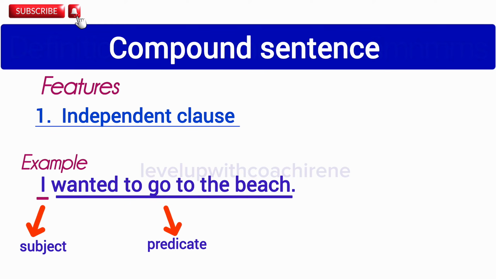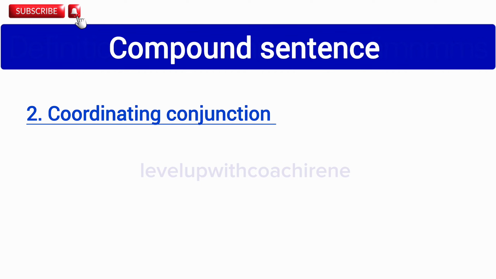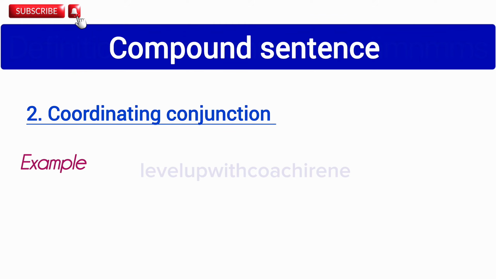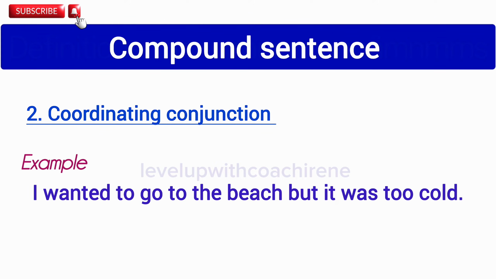Another feature of a compound sentence is coordinating conjunction. This is a word that connects two independent clauses of equal importance. They include for, and, nor, but, or, yet, so. For example, I wanted to go to the beach, but it was too cold. But in this sentence is the coordinating conjunction, joining the independent clause and the other independent clause.